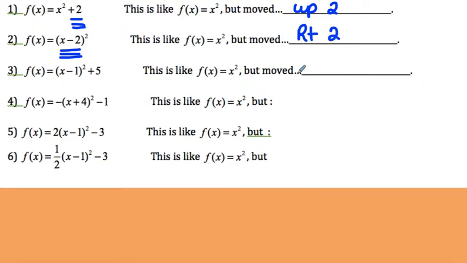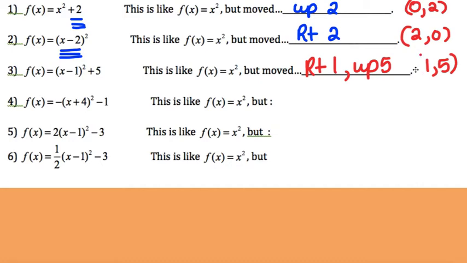If I put those pieces together, I see that this is being shifted to the right 1 and up 5. Now, you can identify the vertex in all of these. The vertex in the first one would be 0, 2. In the second one, it would be 2, 0. In the third one, it would be 1, 5. Those are the vertex of our parabolas, our new vertex.